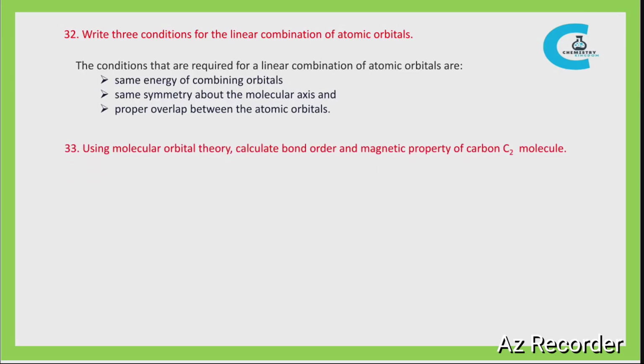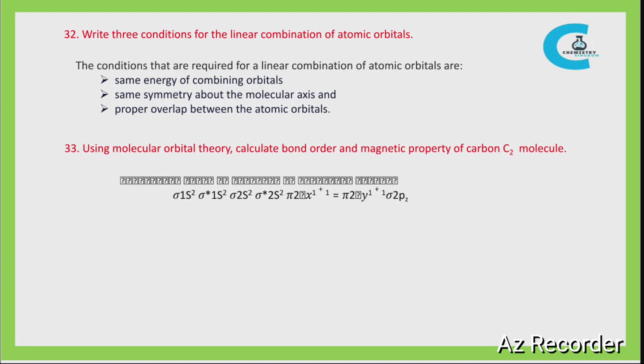Using MOT, molecular orbital theory, calculate the bond order and magnetic property of the C2 molecule. You know 1 carbon contains 6 electrons, 2 carbons contain 12 electrons. So the electronic configuration is sigma 1s2, sigma star 1s2, sigma 2s2, sigma star 2s2, pi 2px 1 plus 1, pi 2py 1 plus 1, sigma 2pz. This is the electronic configuration, right?